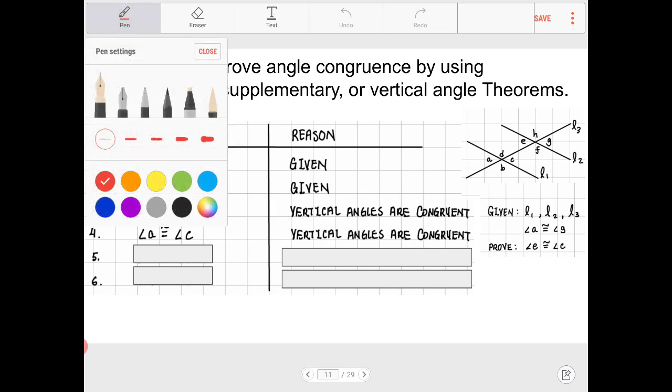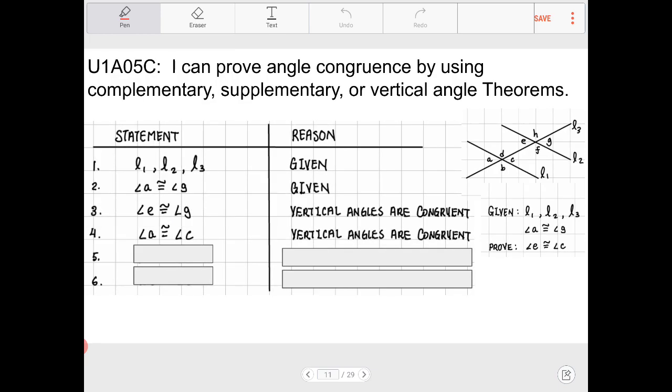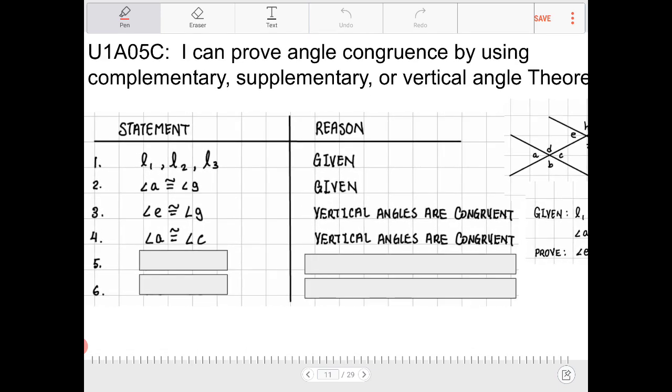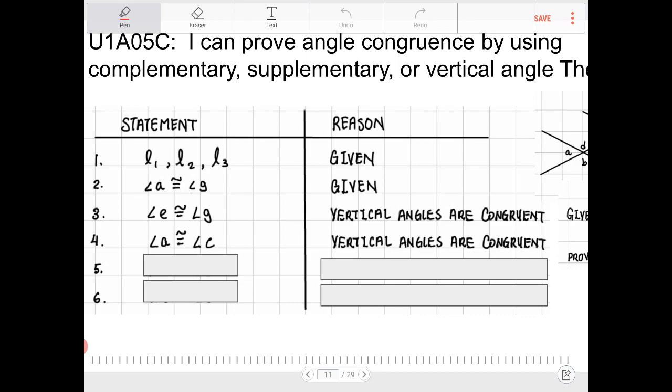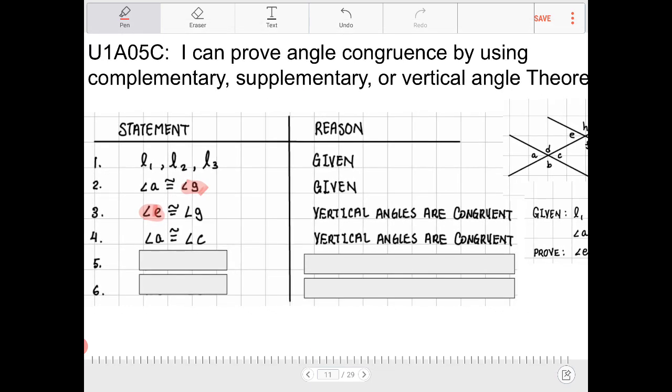So I want to take my highlighter now, and we are going to try to link this stuff together. I know that A is congruent to C, and I know that E is congruent to G, and A is congruent to G. I can take lines 2 and 3. Actually, I don't want to highlight everything. Since I know that G is congruent to E, I can then link those two things together. I can say A is congruent to E, and this is because of substitution between lines 2 and 3.